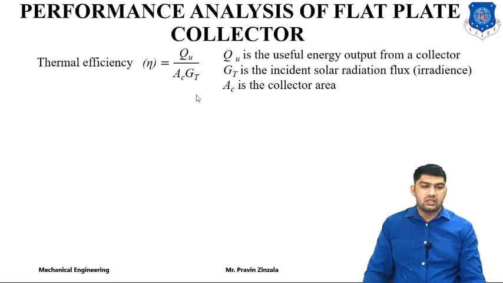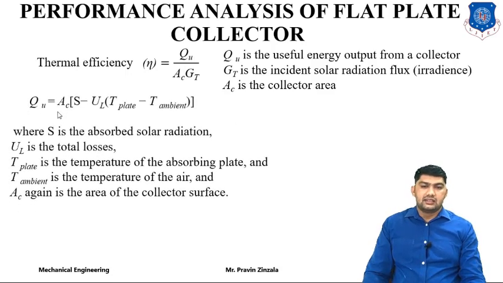You also have to remember some nomenclature. Different books have different nomenclature for different terms, so you should refer to one book throughout your subject. Here Q is taken as Qu in some books, so it may vary according to the book. GT is the incident solar radiation; many books also specify GI, meaning incident solar radiation flux. It may vary, but you only have to concentrate on our purpose: efficiency is equal to output by input. Output is our useful energy from the collector, and input is solar radiation over a particular area.